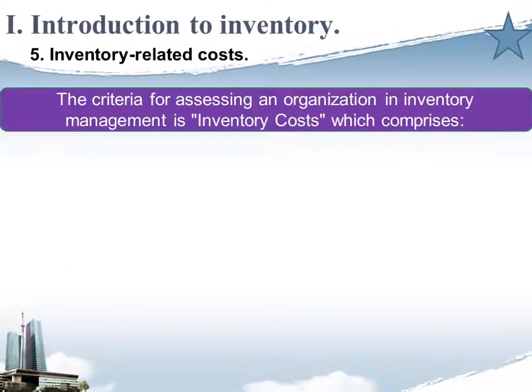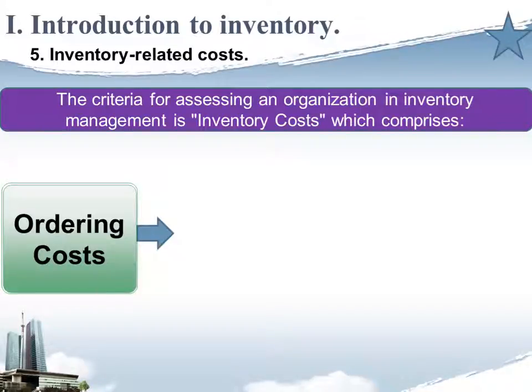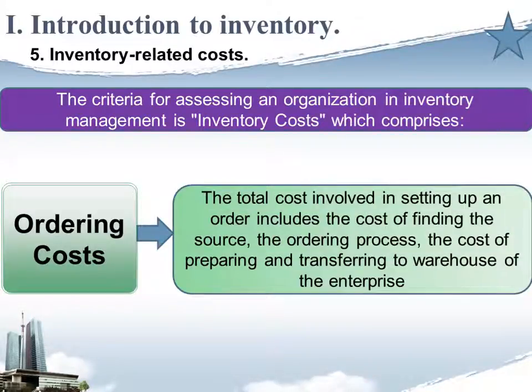5. Inventory related costs. The criteria for assessing an organization in inventory management is inventory cost, which comprises ordering cost. This is the cost that is related to the order. It includes the cost of finding the source, establishing the process, and the cost of preparing and transferring to the enterprise.